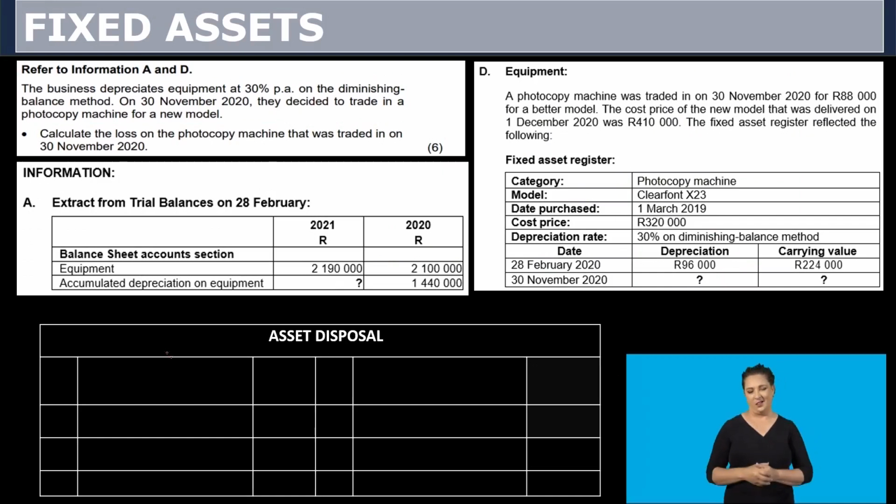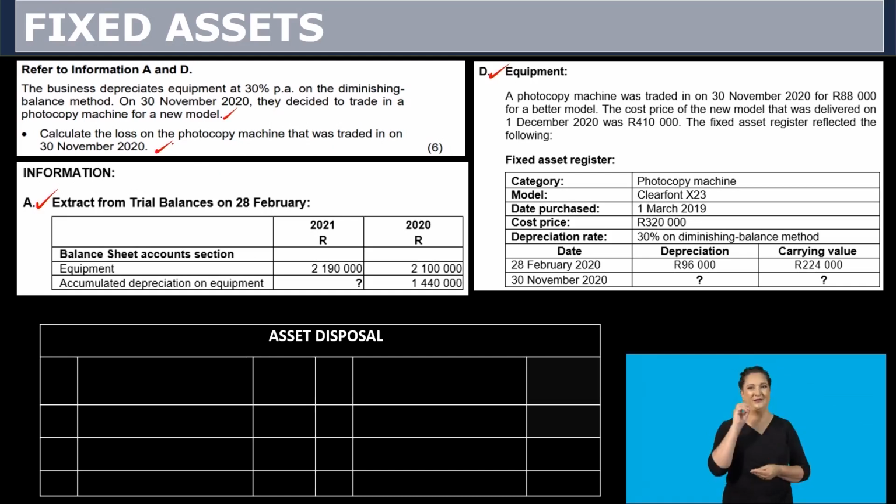The question reads, refer to information A and D. Here is A and here is D. The business depreciates equipment at 30% per annum on the diminishing balance method. On 30 November, they decided to trade in a photocopying machine for a new model. Okay, so there's one that is being disposed here because they're trading in. Calculate the loss on the photocopy machine that was traded in on 30 November.